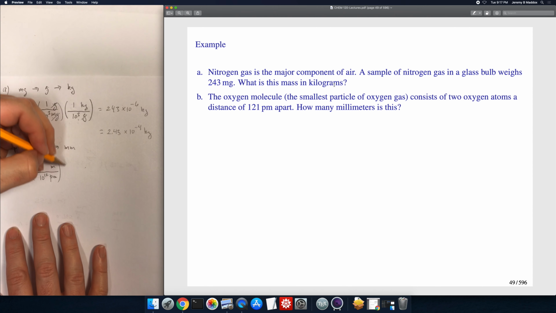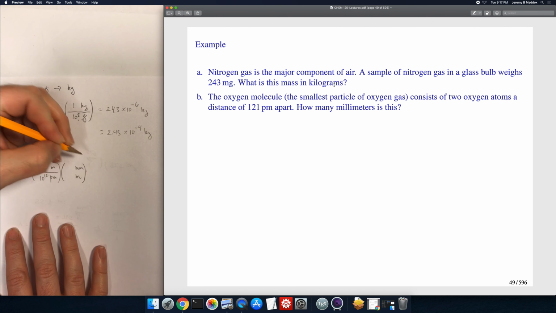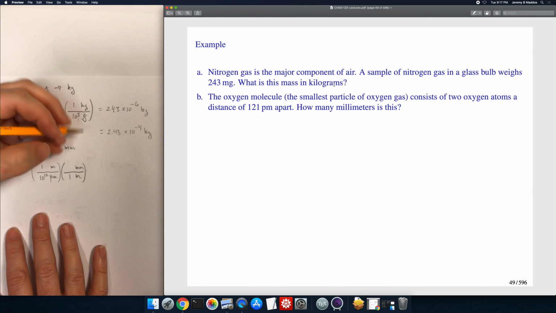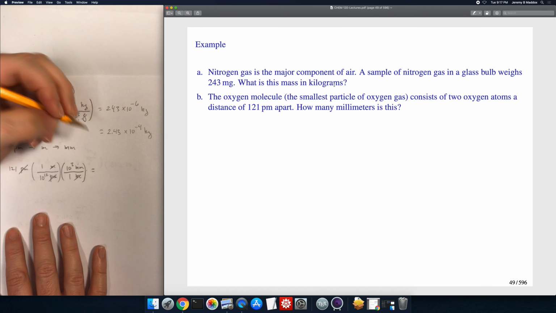So the picometers are going to cancel and we'll be left with meters. Now we want to do the meters to millimeters conversion. So we want to cancel meters and we want to have millimeters in the numerator. Millimeters are smaller than meters, and so for every meter we have 10 to the 3, 1,000 millimeters. So our picometers are going to cancel, the meters are going to cancel, and we'll be left with millimeters.